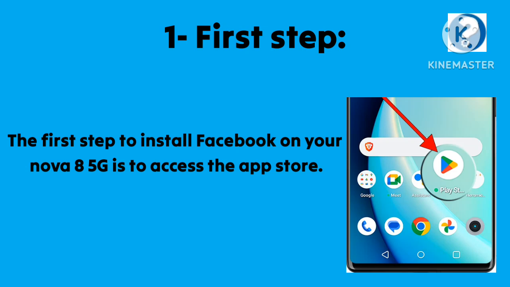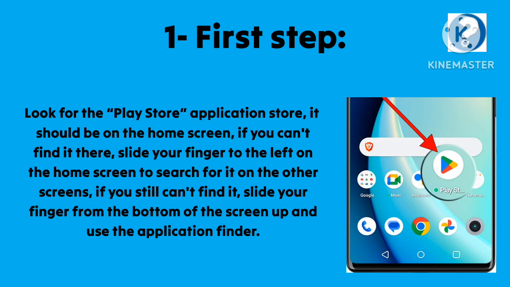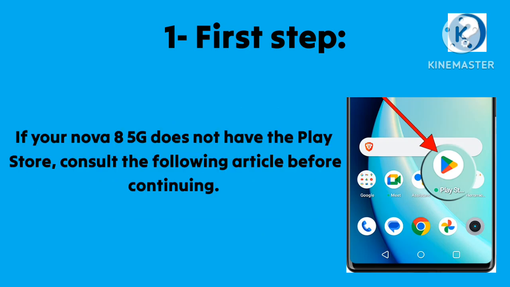First step. The first step to install Facebook on your Nova 8 5G is to access the App Store. Look for the Play Store application store. It should be on the home screen. If you can't find it there, slide your finger to the left on the home screen to search for it on the other screens. If you still can't find it, slide your finger from the bottom of the screen up and use the application finder. If your Nova 8 5G does not have the Play Store, consult the following article before continuing.